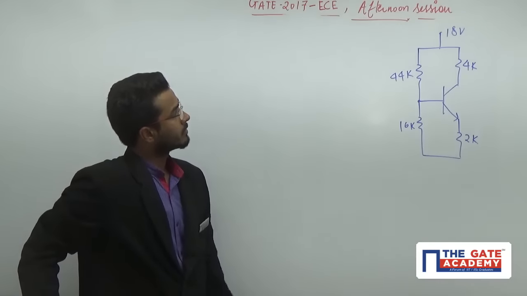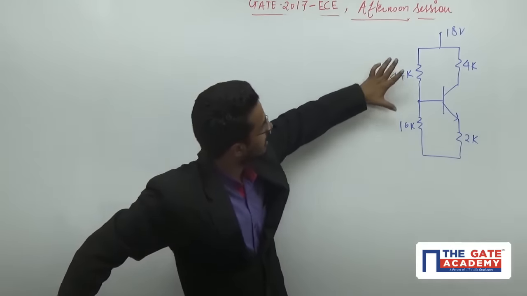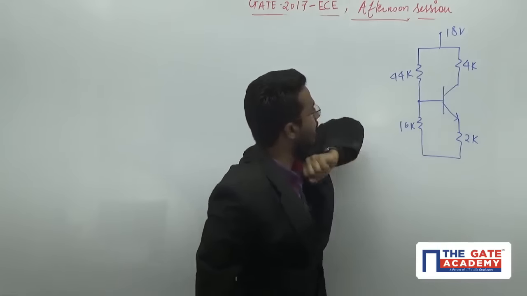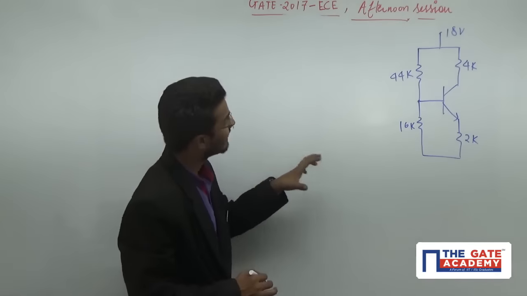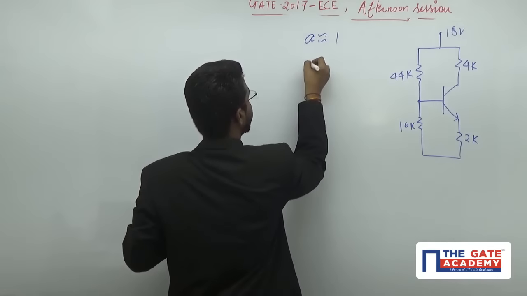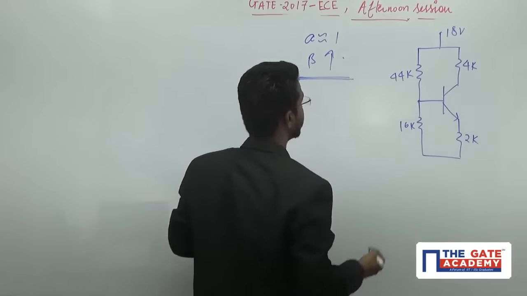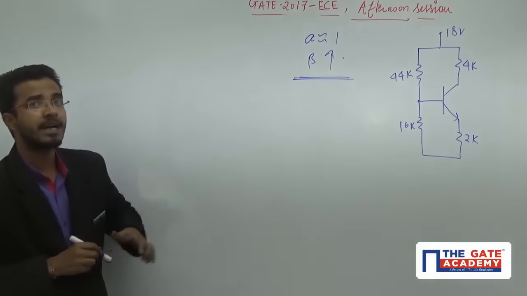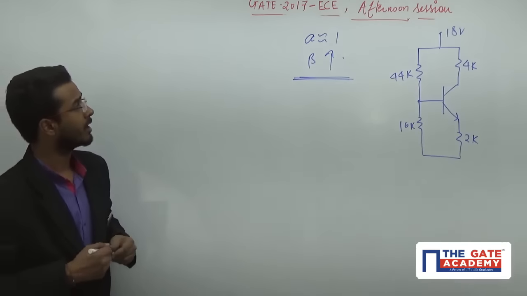Dear student, this is a question from analog electronics, and they have provided a circuit with a BJT and one piece of data: the common base gain alpha is about unity. That means the value of beta is very high. Whenever you get beta in your calculations, you have to assume the beta value is very high.